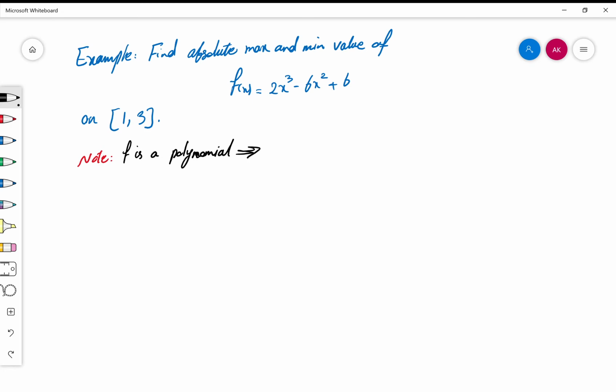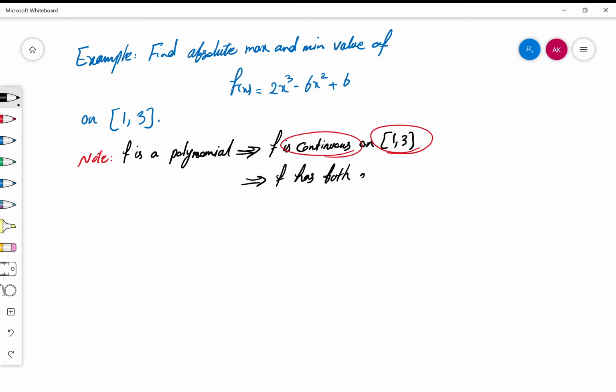So as a result of that, f is continuous everywhere, in particular on the interval 1, 3. And from here you see that we have both conditions for f having absolute max and absolute min on that interval. It is continuous and the interval is closed, so f has both absolute max and absolute min on this interval.